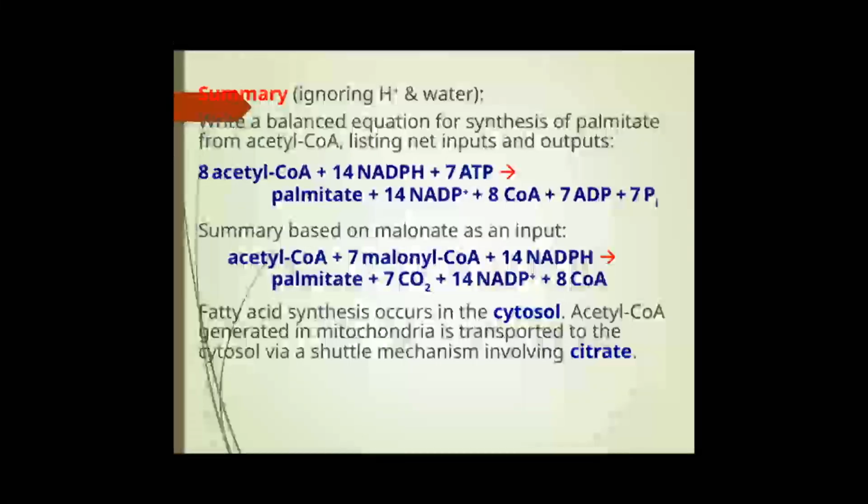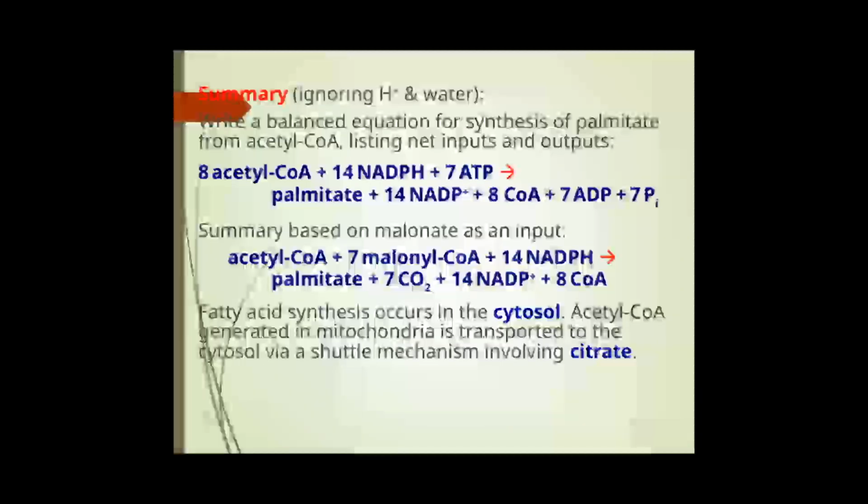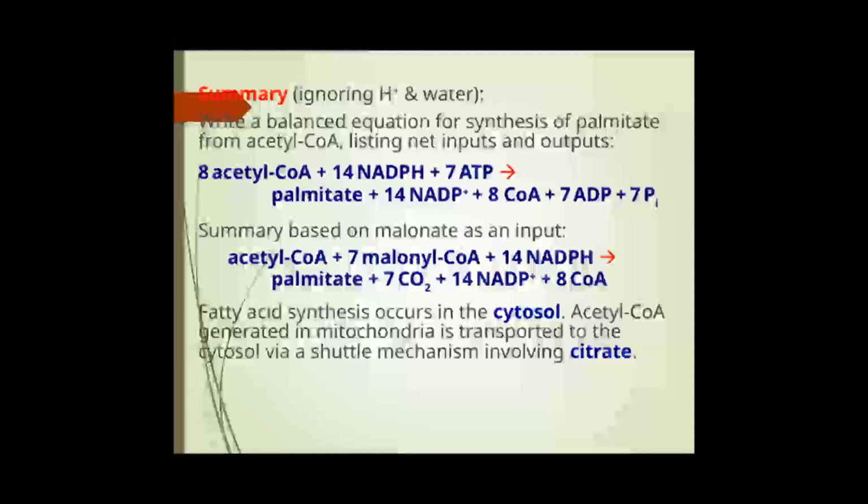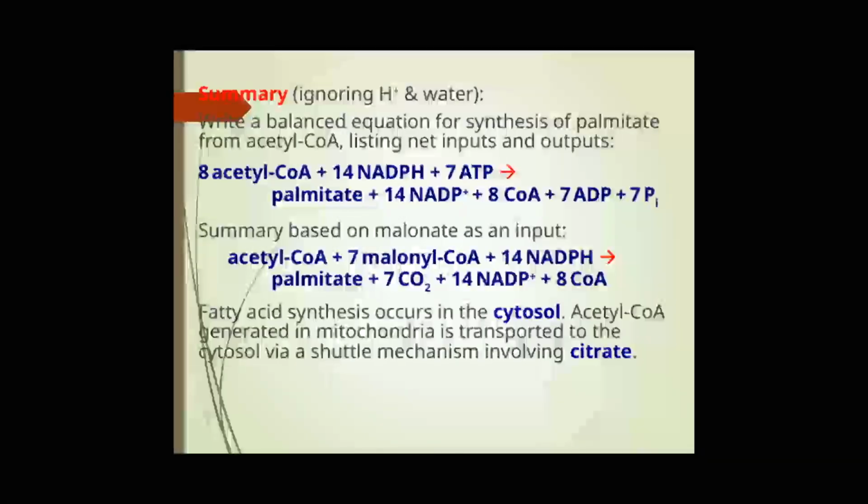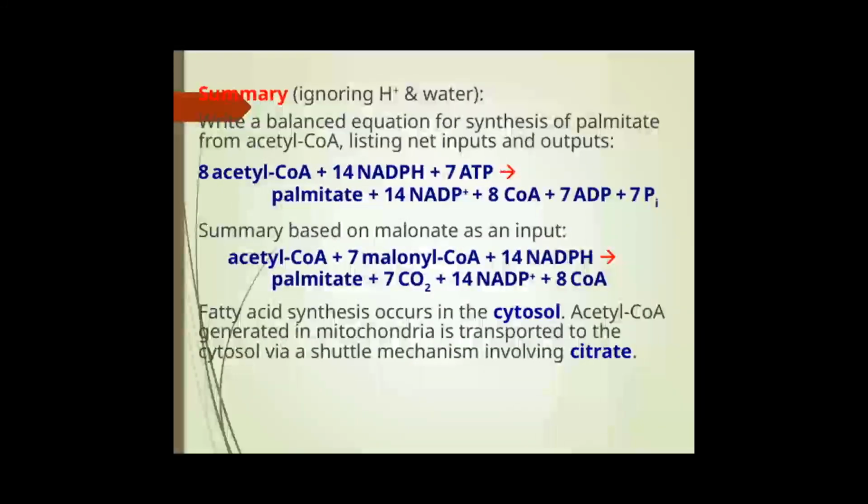Another way to look at this process is through the lens of malonate as an input. In that case, the reaction involves 1 acetyl-CoA and 7 malonyl-CoA molecules, along with the same 14 NADPH molecules. The net products are again palmitate, but this time with 7 molecules of CO2 released, along with the NADP+, CoA, ADP, and Pi.